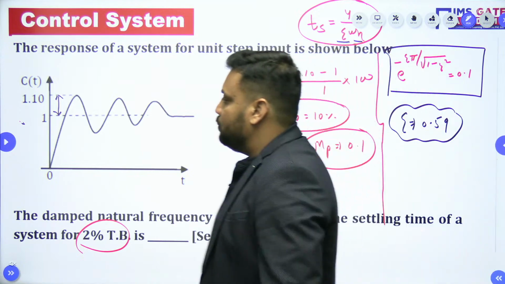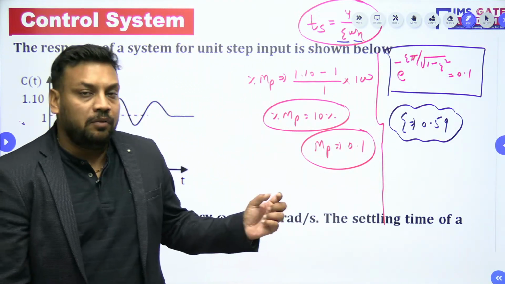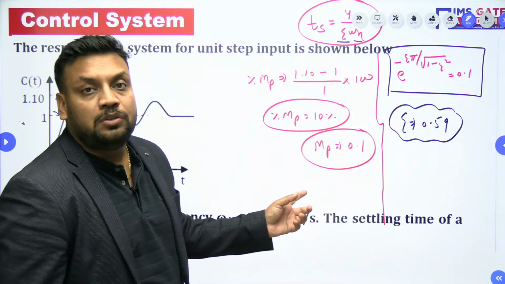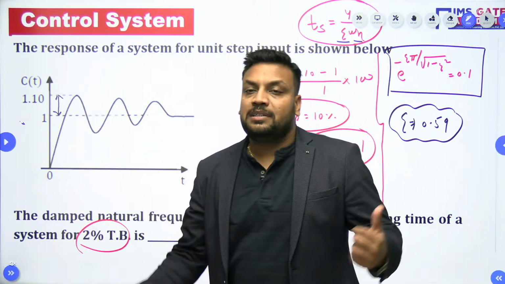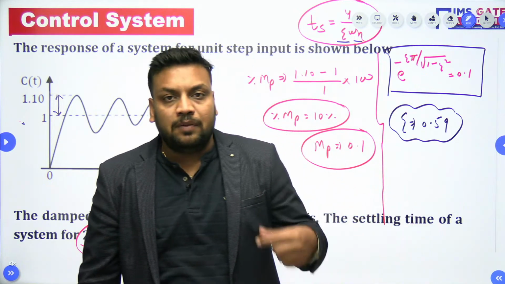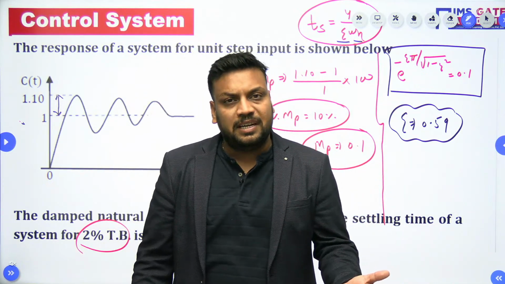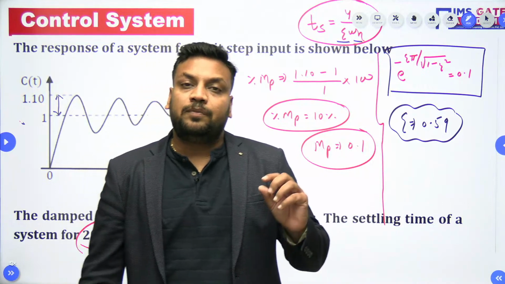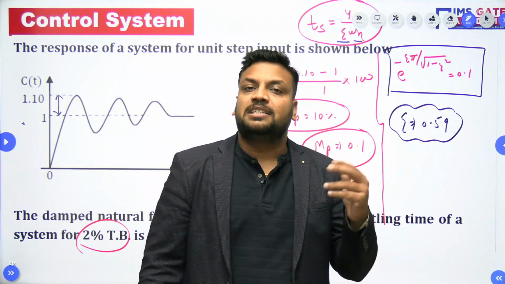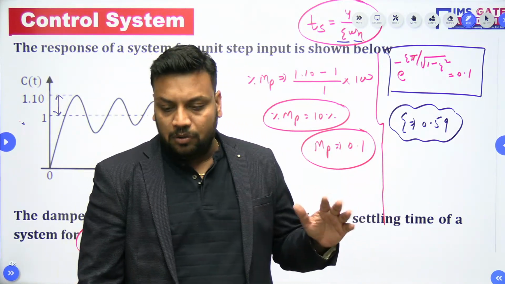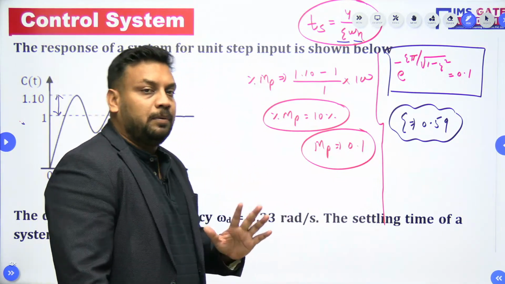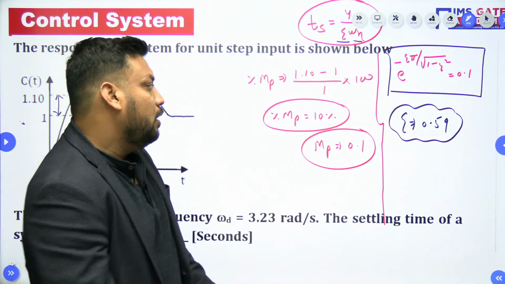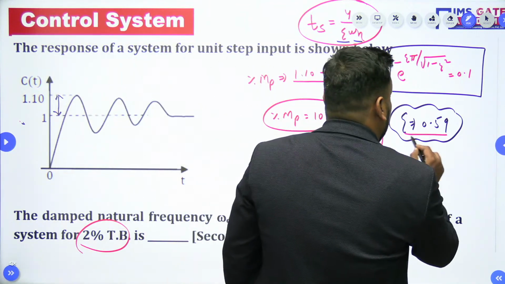If you are my classroom student, then I hope you remember the zeta values for the standard overshoots. If overshoot is 10%, zeta is 0.59. If overshoot is 25%, zeta is near 0.4. If overshoot is 5%, zeta is near 0.7. And we all know that Mp and zeta are inversely related. So now you are getting the zeta value from here.